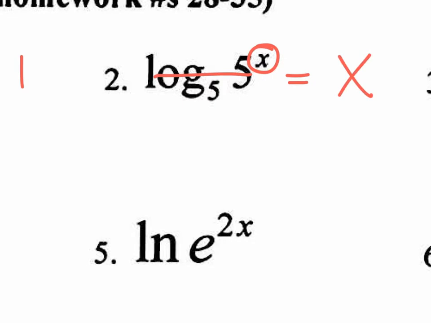Okay? Now, here's the thing, guys. A logarithm situation is an inverse of an exponential situation. So you see this log base 5? It undid this exponent situation. I don't know if that makes sense.